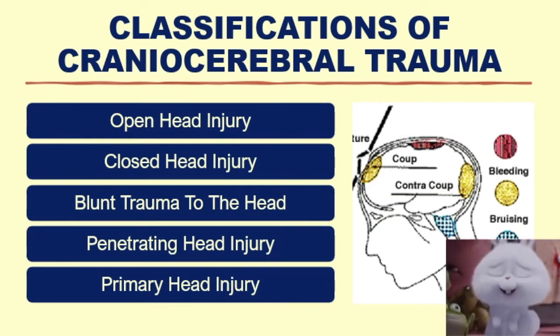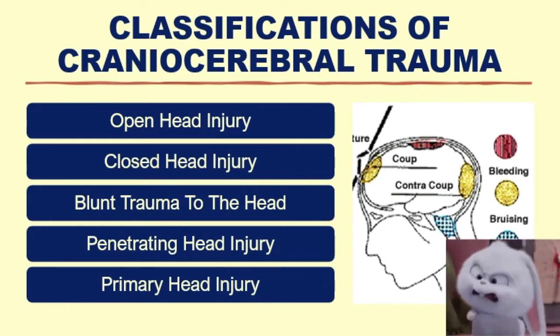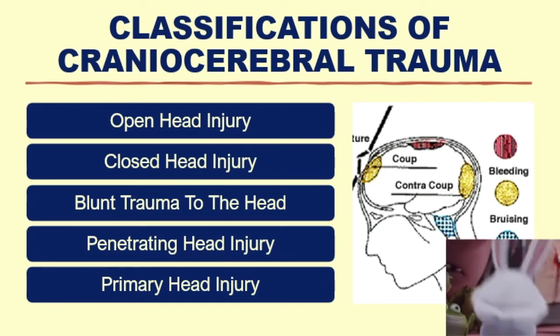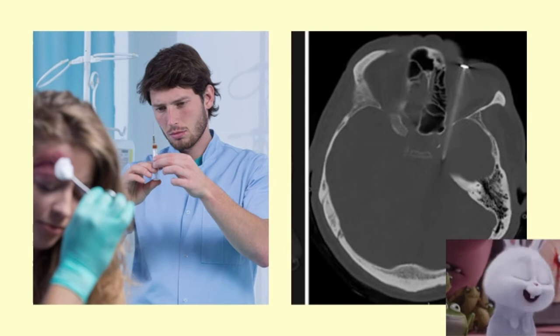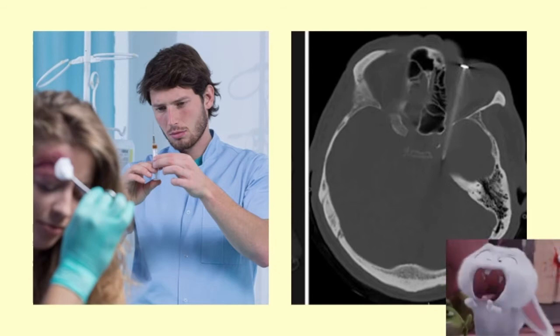Okay, 1, open. 2, closed head injury. You have blunt trauma. You also have penetrating head injury. And then you also have your primary head injury. Let's try to talk about them one by one. Okay, so class, you have here a CT scan image showing a patient who had an accident.